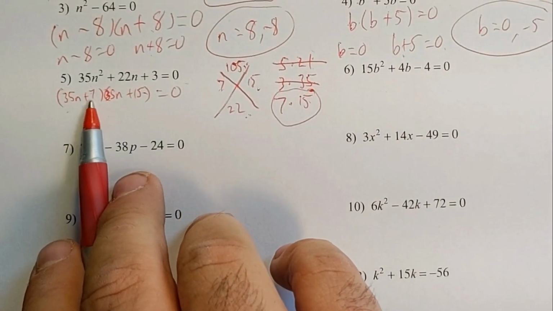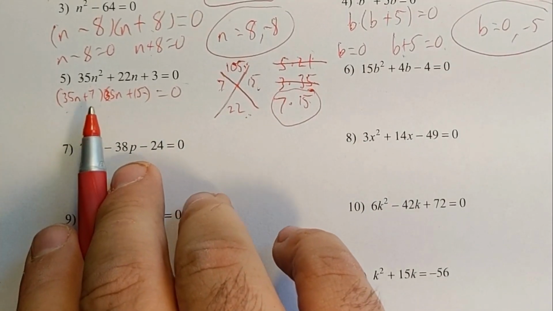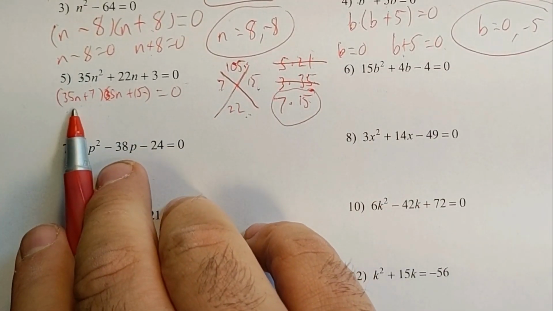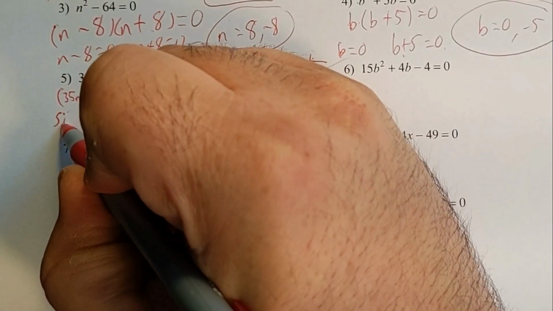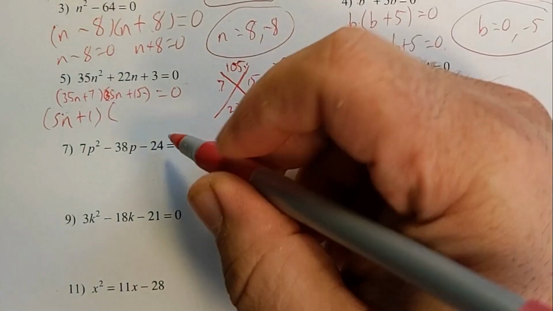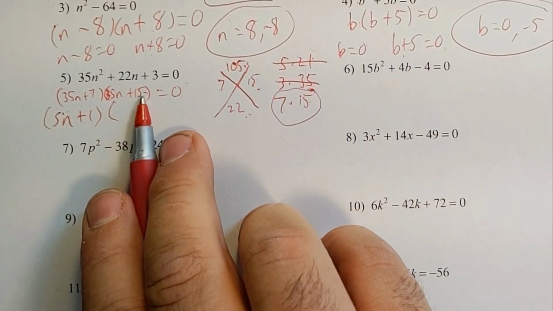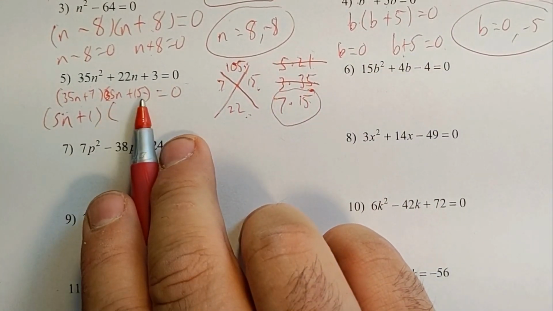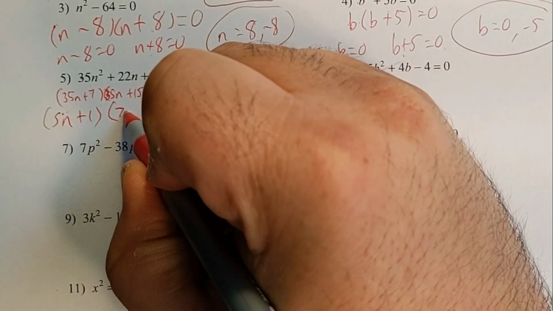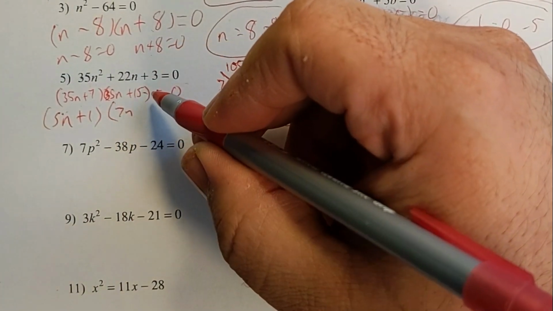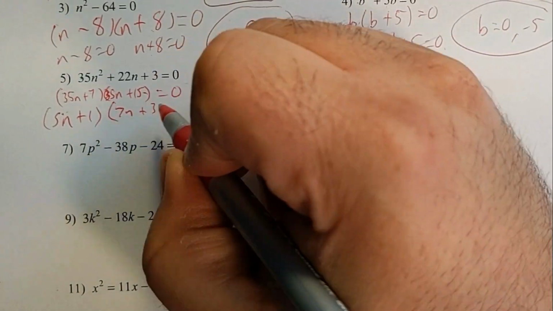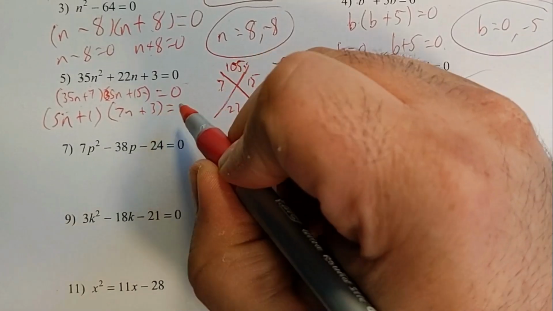So 35 and 7 can both be divided by 7. 35n divided by 7 is going to be 5n. 7 divided by 7 is going to be 1. And then over here, 35 and 15 can both be divided by 5. 35 divided by 5 would be 7, so this is 7n. And 15 divided by 5 would be 3. So that would be plus 3. So those are our two factors.